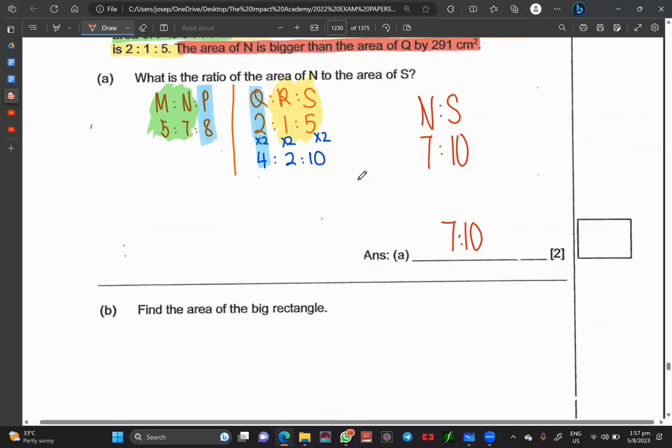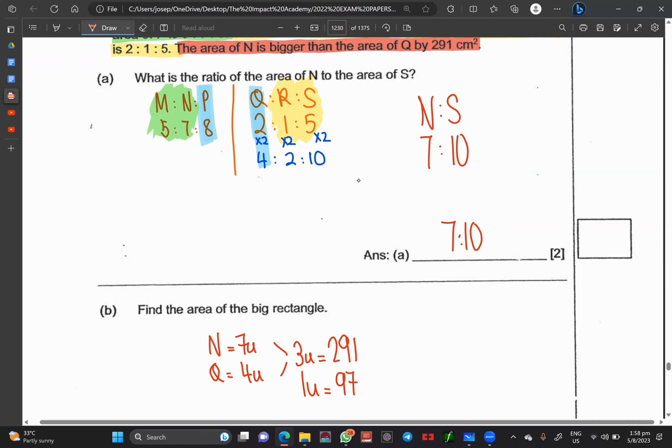So let's ask ourselves, what is the area of N? The area of N is 7 units. Can you all see that? And Q's area is 4 units. Don't you agree so far? So the difference between these two is 3 units, and 3 units is equal to 291. So 291 divided by 3 gives me 1 unit to be 97.